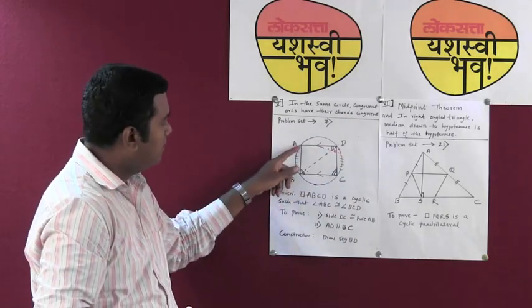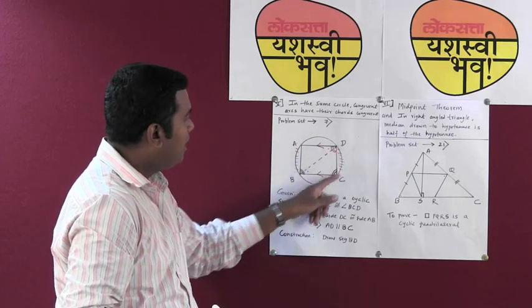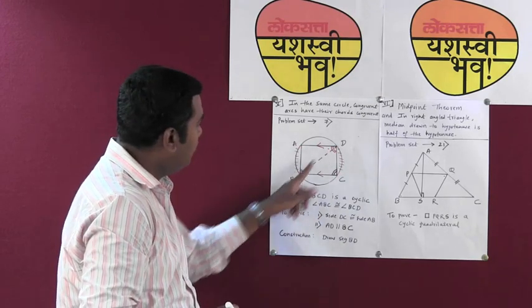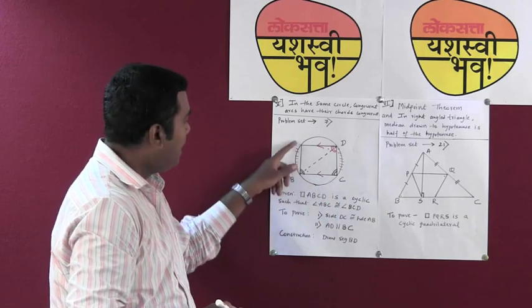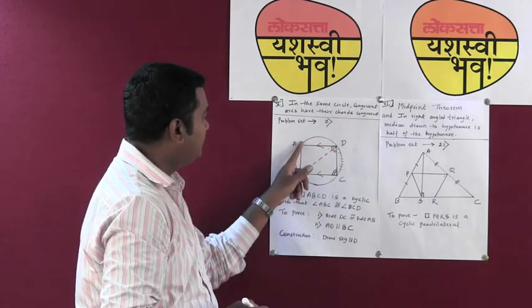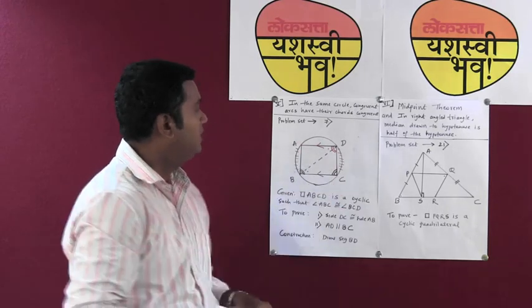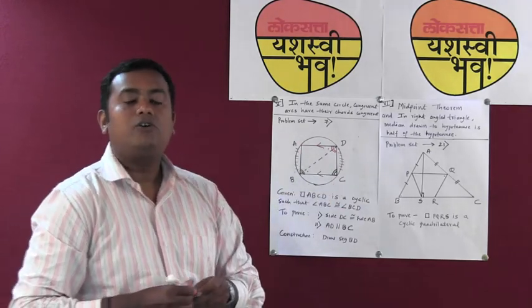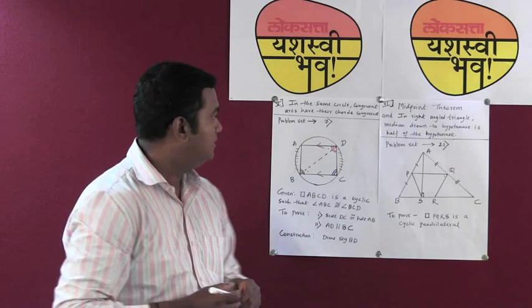If in the same circle arcs are congruent, then their corresponding chords are also congruent. So if arc AB is equal to arc DC, then using this theorem we will get AB is equal to DC. The reason: in the same circle congruent arcs have congruent chords.